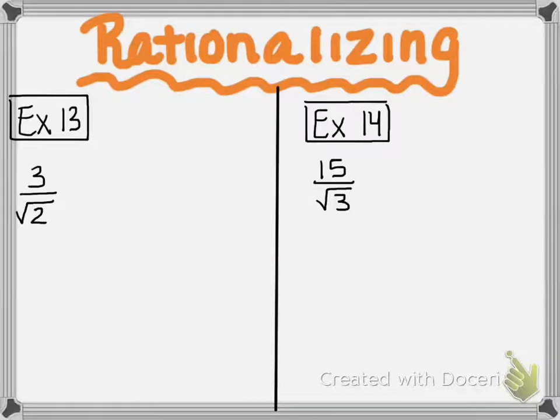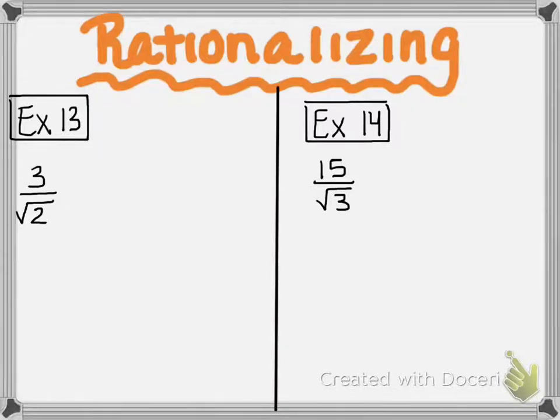So example 13 is called rationalizing the denominator. We did do this earlier in the year, but I wanted to again do a refresh. That way when we see it later on in trigonometry, we're able to do it with ease. So when we rationalize a denominator, there's a couple things we have to do. We're going to start with example number 13.